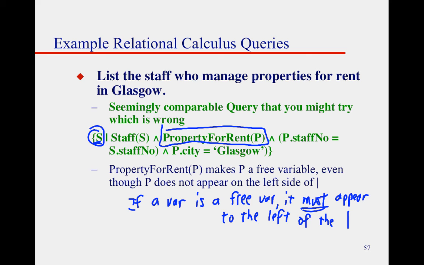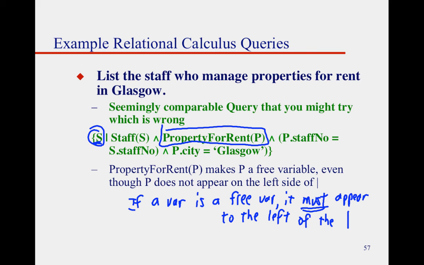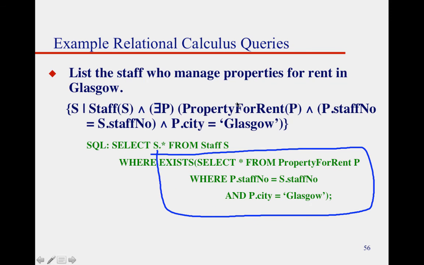Yes, so this was the right way to write it. This query, this is the right way to write that query. And now I've bound it. So I've said, there exists a P such that P is in property for rent and P dot staff number equals S dot staff number. This is the correct way to write that query, because now I've bound it, like you said I should. Okay.